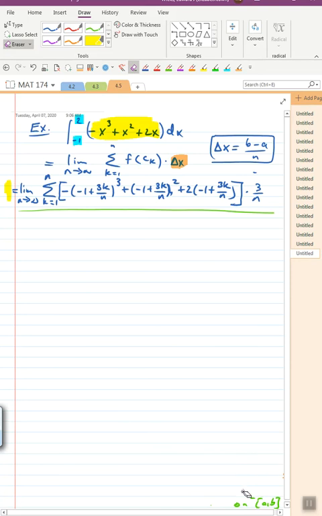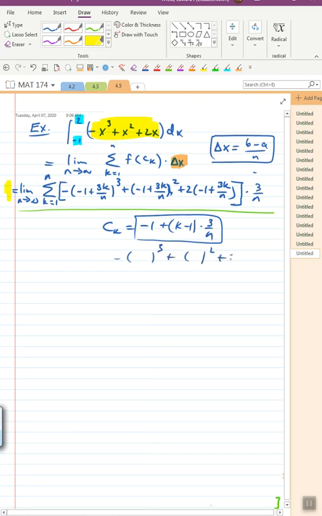Remember, you could also use left endpoints, and I'll just remind you that the left endpoints would be the a value plus k minus 1 times delta x. Okay, I'm sure you can see that if I start plugging that into the x in negative x cubed plus x squared plus 2x, this one's going to be a little more trouble.